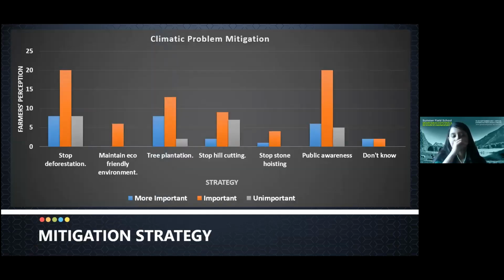And they suggested some remedies to mitigate the climate change. Most of the farmers say they have to stop the deforestation, because in Bandarban we have experienced the increase of commercial trees, and commercial tree replantation becomes more prominent there, but it also decreases the natural forest. They think they should stop this to mitigate the climate change, and hill cutting should be stopped also, and public awareness is much needed to mitigate the climate change.